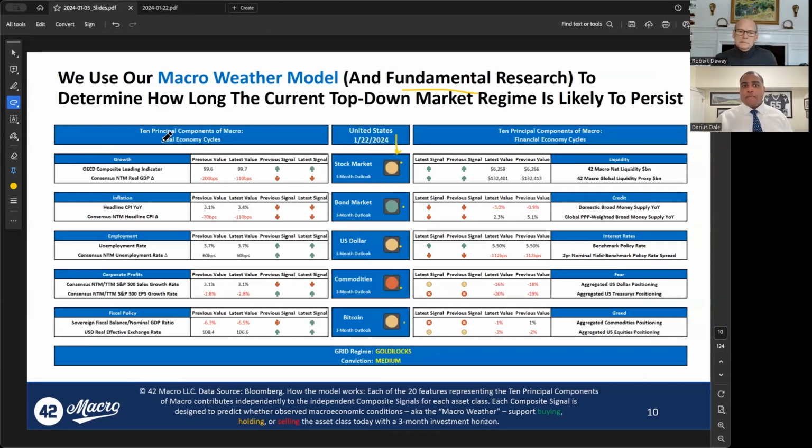So I'll start with the real economy cycle. As a matter of fact, I'll give you an opportunity to see how this process actually works. I'll start with the real economy cycles here on the left. Those are organized by growth, inflation, employment, profits, and fiscal policy. Growth is currently trending higher, is expected to inflect and trend lower over the next 12 months, according to consensus estimates. Headline CPI is trending lower, is expected to continue trending lower over the next 12 months, according to consensus estimates. The unemployment rate is currently trending higher. It's expected to continue trending higher over the next 12 months, according to consensus estimates.